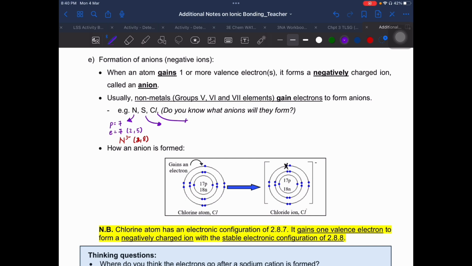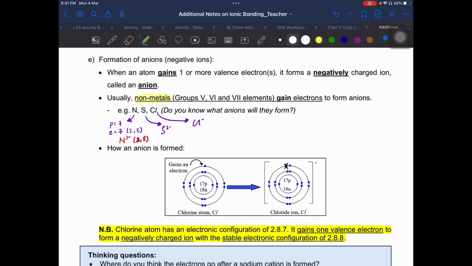You should be able to work out and derive the answer for S2- and Cl-. Don't just take my word for it, don't just copy it down. Try to work through the process and help yourself refresh on the concept. And you realize that all of them are actually non-metals.